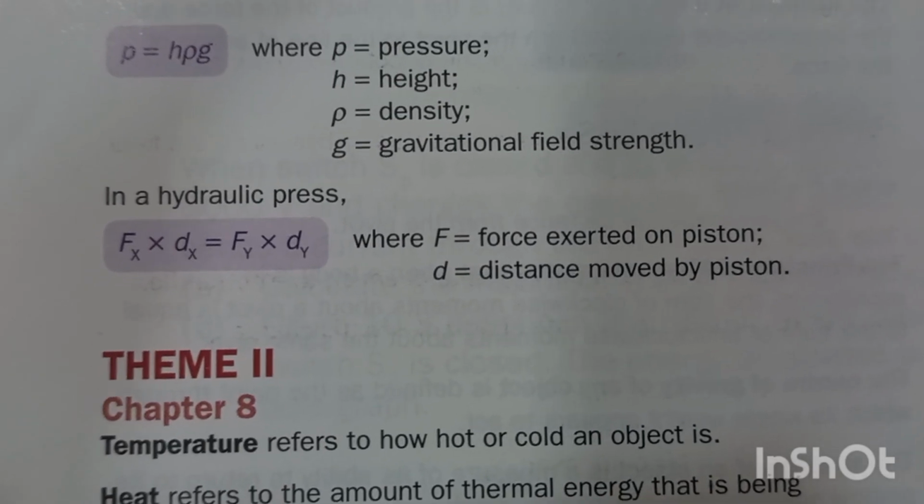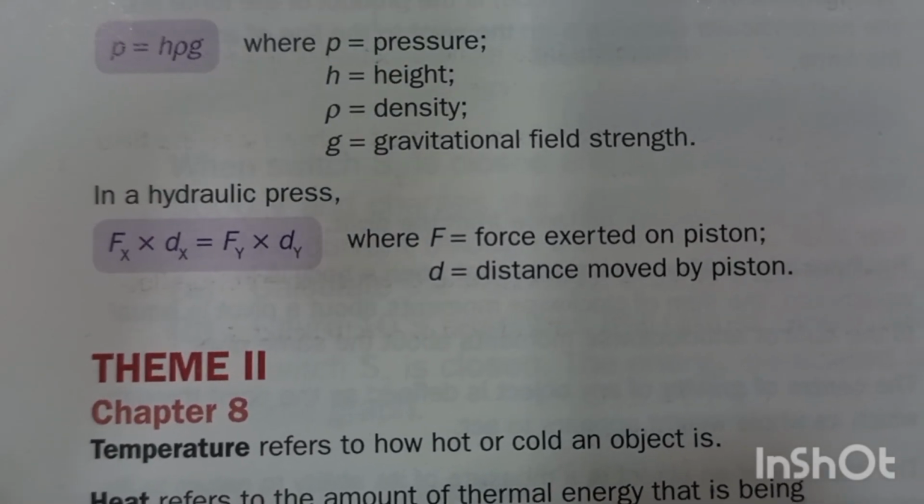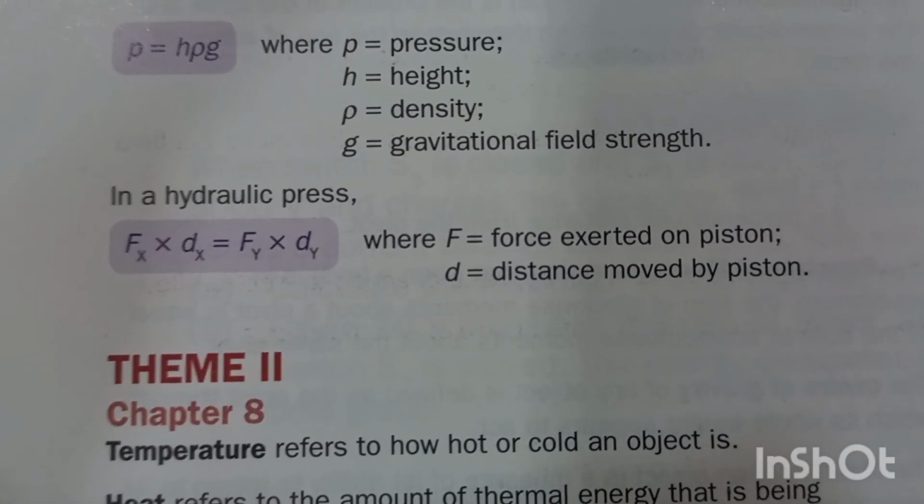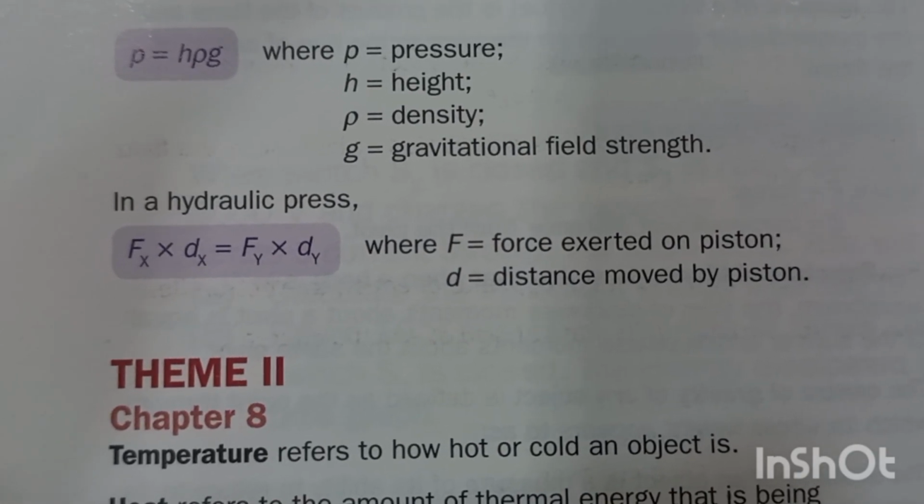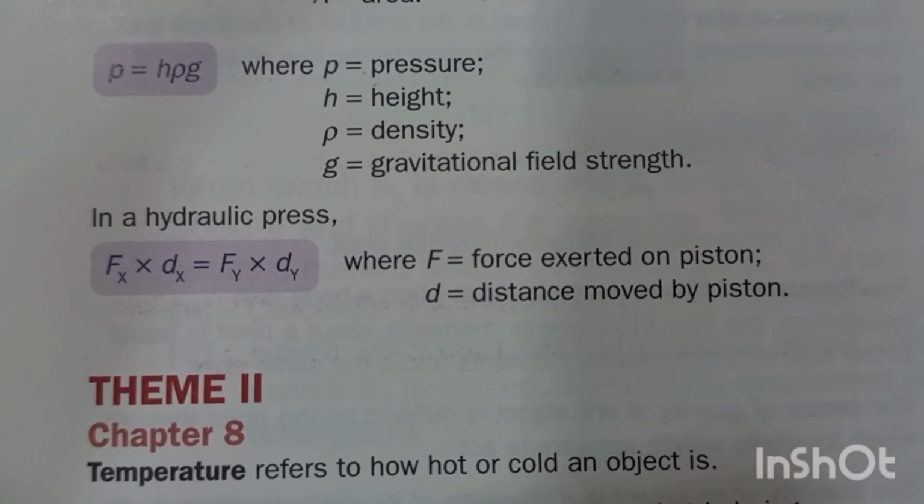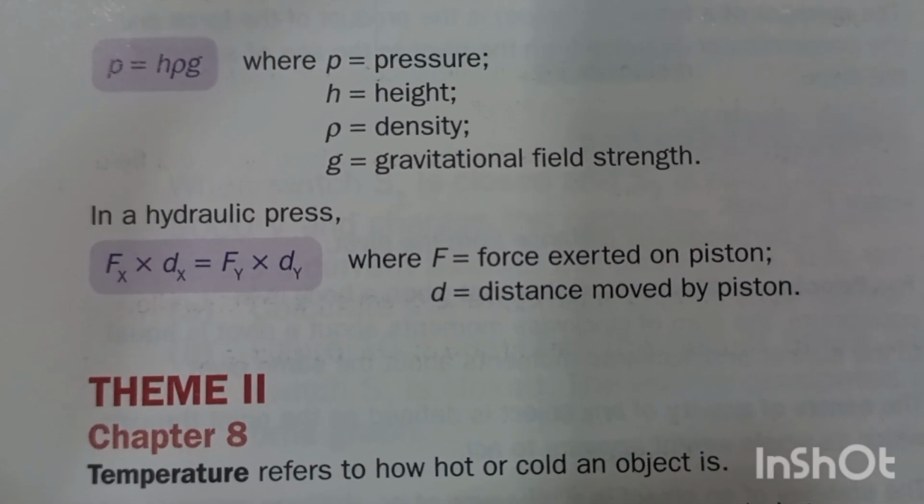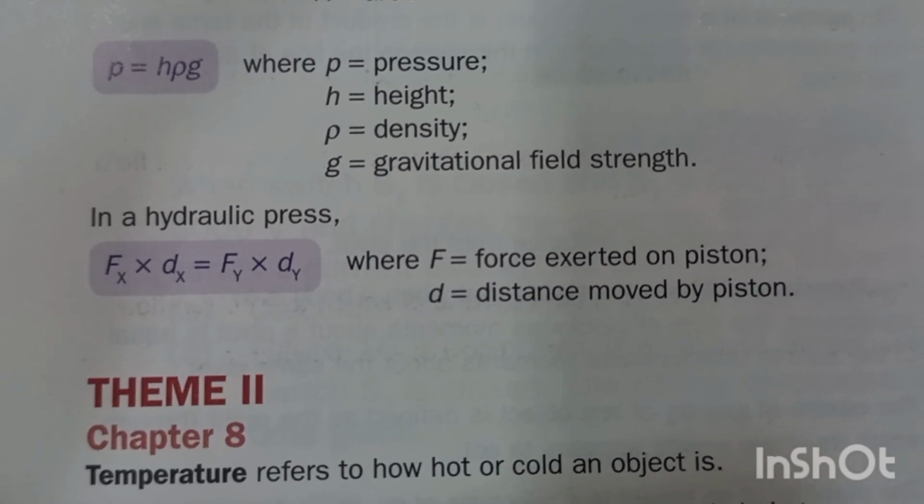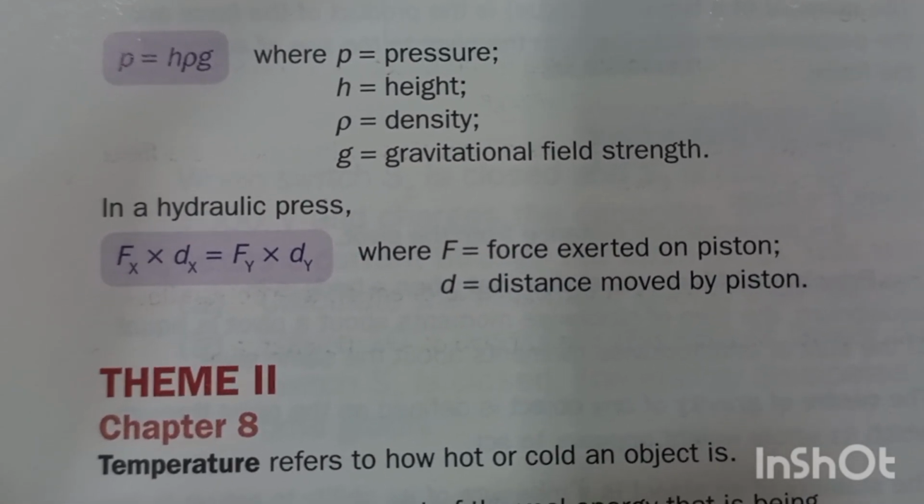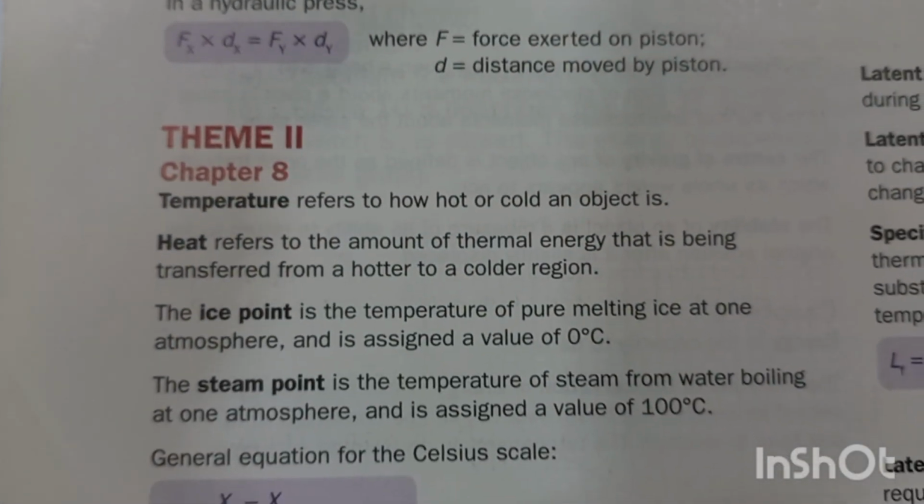In a hydraulic press, Fx · dx = Fy · dy, where F is the force exerted on the piston and d is the distance moved by the piston.